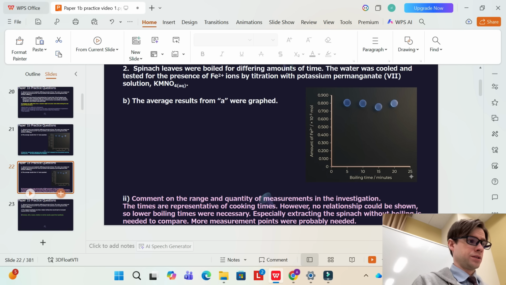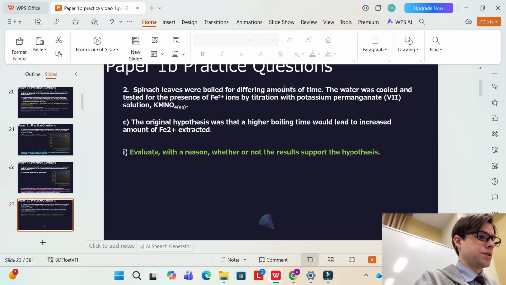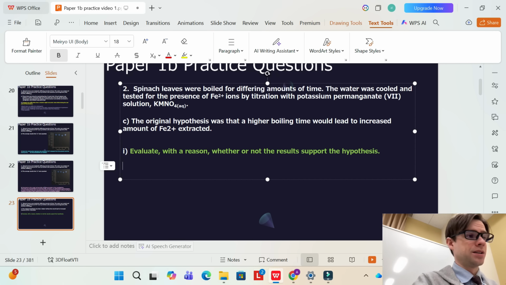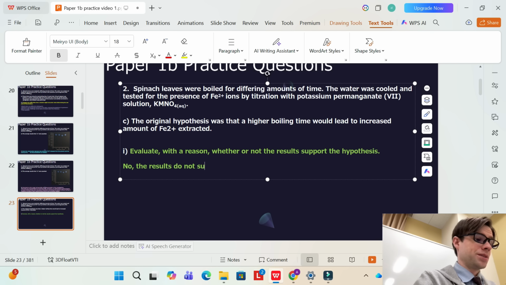Okay, moving on. Evaluate with a reason whether or not the results support the hypothesis. No relationship was seen. So the hypothesis they had was above here. The original hypothesis was that a higher boiling time would lead to increased amount of iron 2+ extracted. No, the results do not support this hypothesis. But the hypothesis was also not disproven.